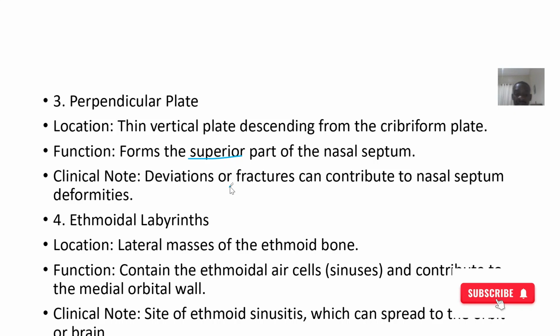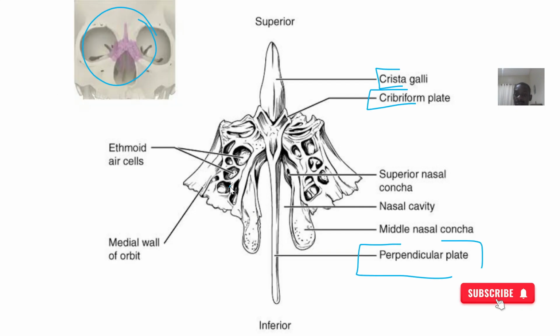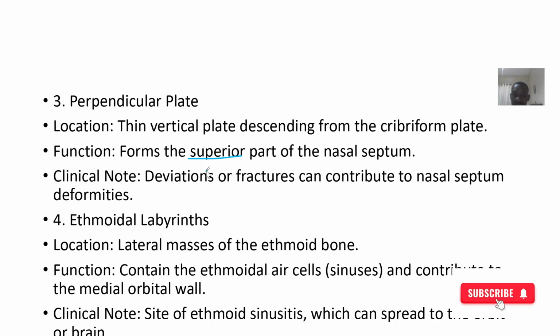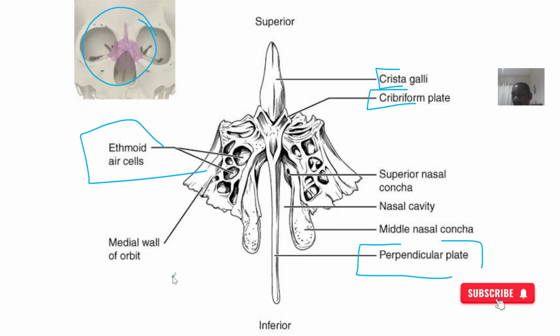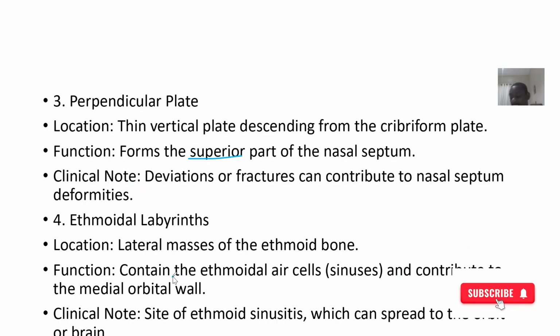Then we have the ethmoidal labyrinths. You could say ethmoidal air cells. They are lateral masses of the ethmoid bone, and they contain the ethmoidal air cells, and they contribute to the medial orbital wall. You can have inflammations here, and they could cause sinusitis.